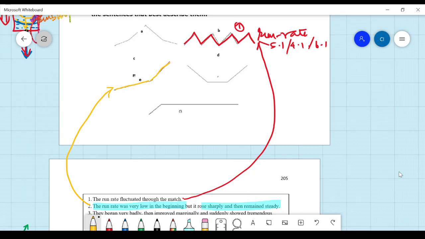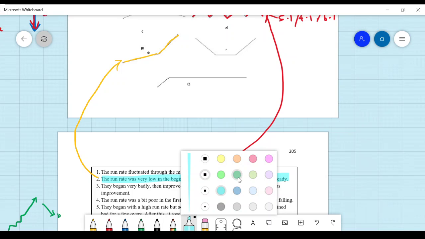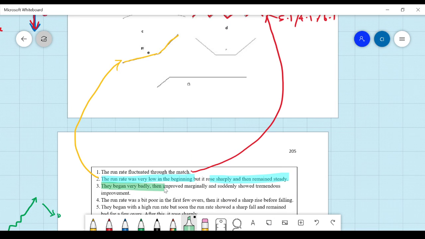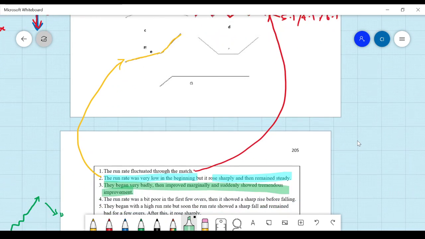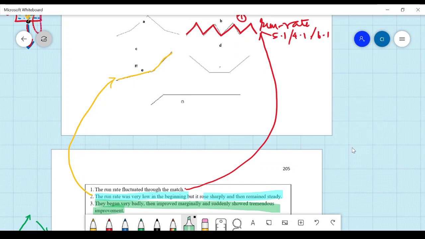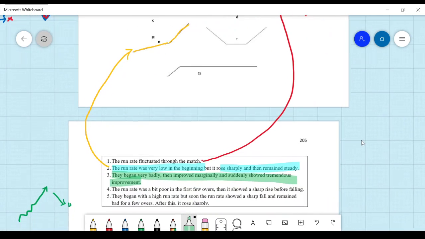Okay, and then the third one is this one. They began very badly and improved marginally and suddenly showed tremendous improvement. Sudden, tremendous improvement. Okay, then the run rate was a bit poor in the first few hours, then it showed a sharp rise before falling. So this matches here.